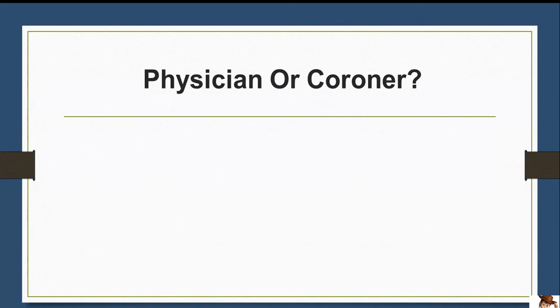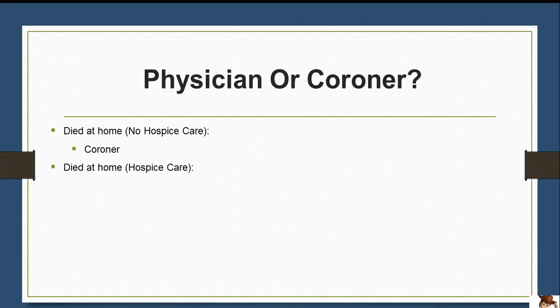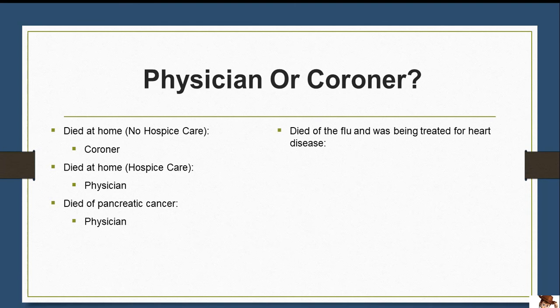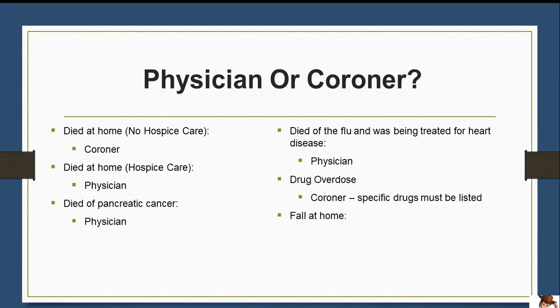Now we will discuss physician or coroner when you are deciding who to assign a case. If they died at home with no hospice care, it is a coroner case. If they died at home with hospice care, it is a physician case. If they died of pancreatic cancer, it is a physician case. If they died of the flu and was being treated for heart disease, it is a physician case. If it is a drug overdose, it is a coroner case, and specific drugs must be listed. If they had a fall at home, it is a coroner case.